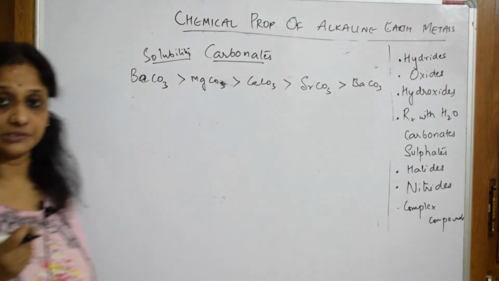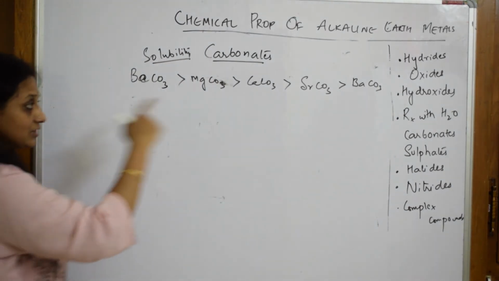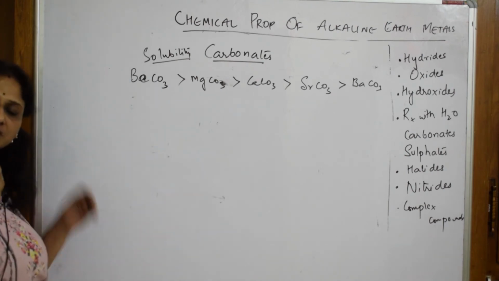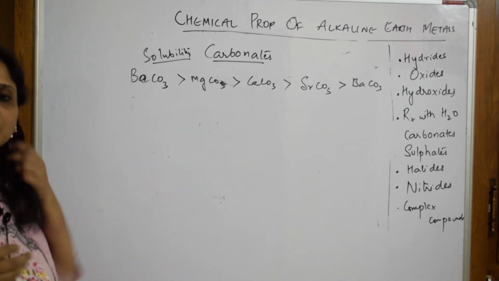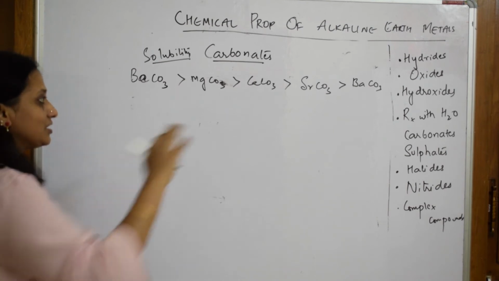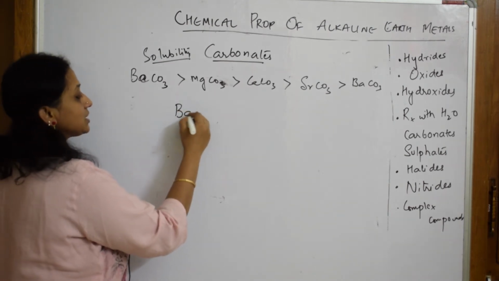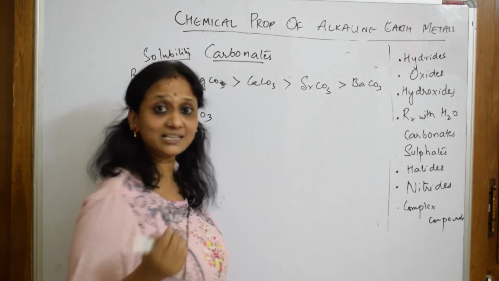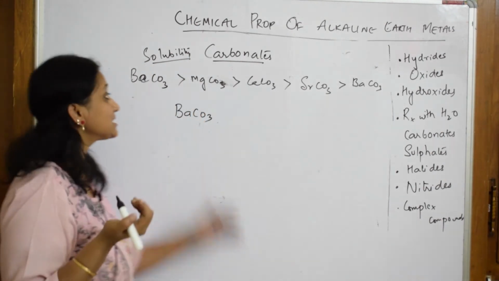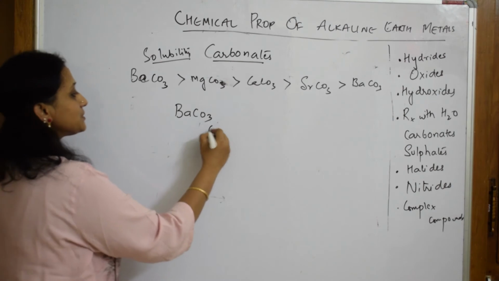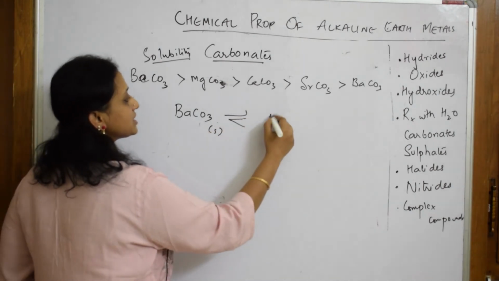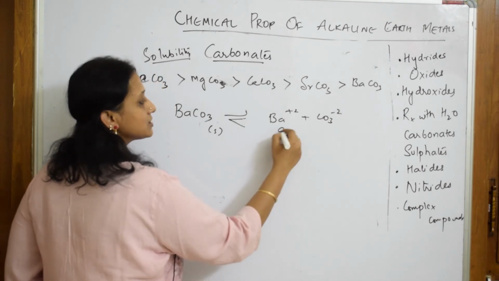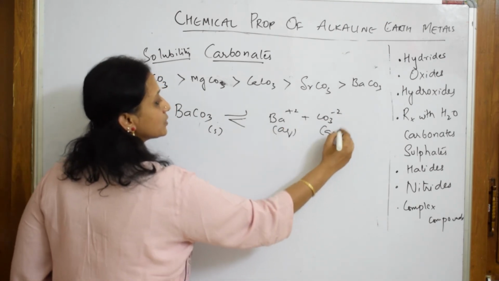So what is the reason? Whenever a solubility concept is given to you, or a stability concept, we speak in terms of KSP, isn't it? Now we are writing the reason why the solubility of barium carbonate is less compared to beryllium carbonate. When you dissolve it in water, it breaks up into Ba2+ plus CO3 2-. This is an aqueous state, this is also an aqueous state.